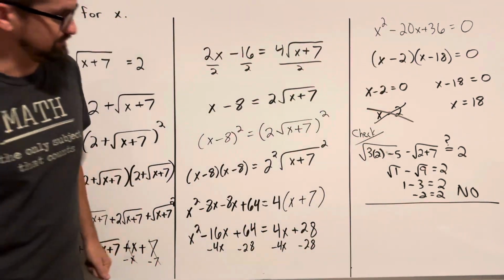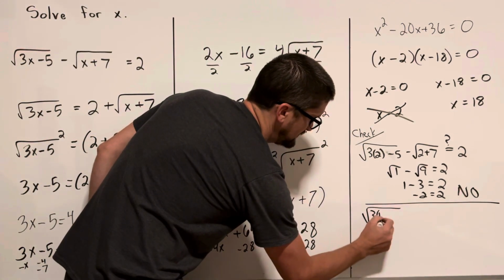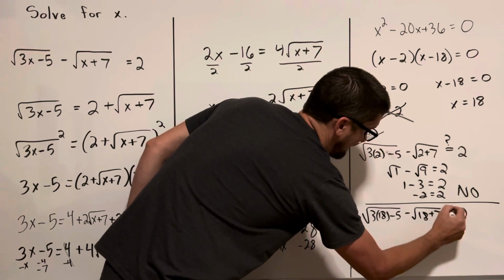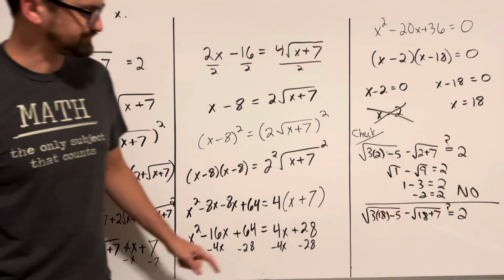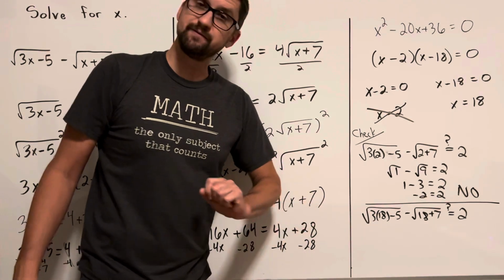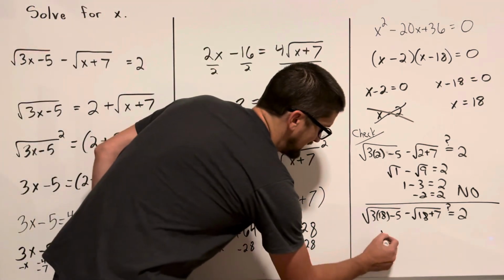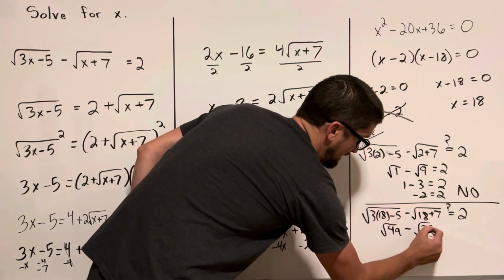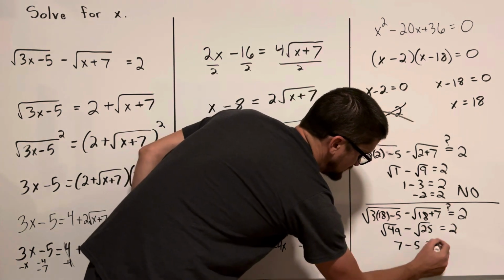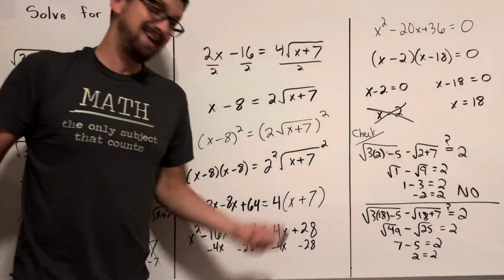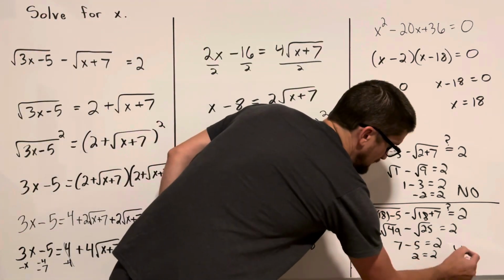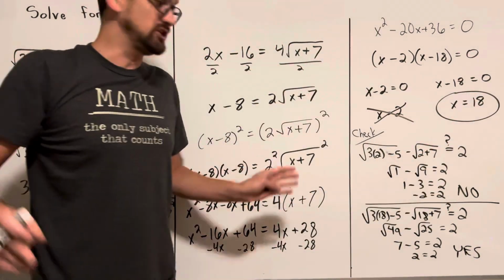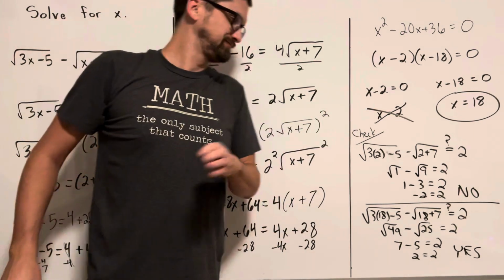So let's do the same thing. Let's plug the 18 in for x in the original equation here, and see if that one works out. 3 times 18, that's 54. 54 minus 5 is 49. Square root of 49. Minus, 18 plus 7 is 25. So this is square root of 25. Does that equal 2? This is 7 minus 5, which is equal to 2. And yeah, that one's working out. 2 equals 2. So this one is a yes. So I'm going to circle the 18. The 18 is good, but the 2 is no good. There you go.